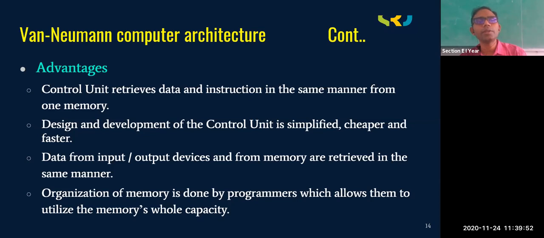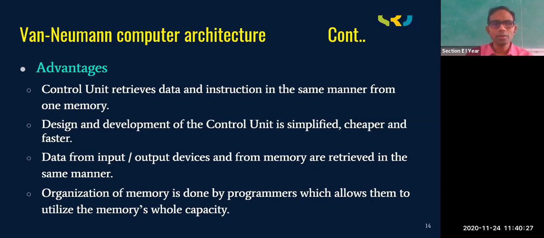What it says, control unit retrieves the data. So control unit will be holding the complete data and instructions in the same manner from one memory. In the way they have been received, in the same manner it is going to store. Coming to design and development of the control unit, it is simplified, cheaper and faster, but we are not going to design the control unit. It is designed by manufacturers. Data from input or output devices and from memory are retrieved in the same manner. In the order we receive, in the same manner the one human architecture is going to execute it. Organization of memory is done by programmers, which allows them to utilize the memory.